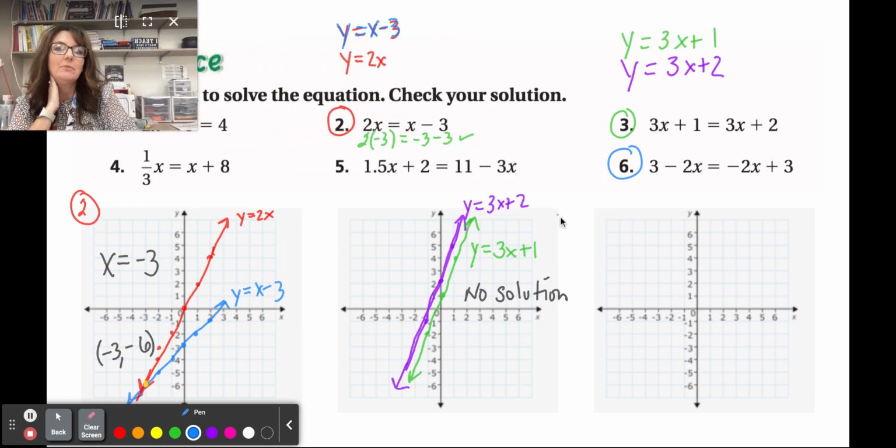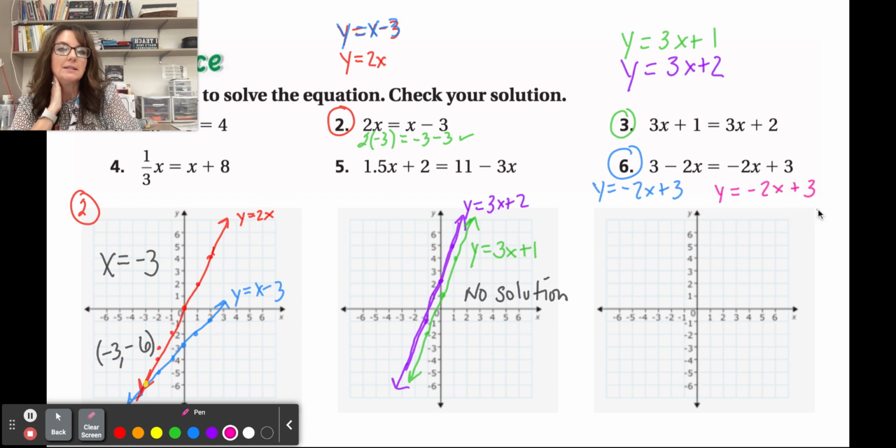All right, for number 6, we are working with y is equal to negative 2x plus 3, and y is equal to negative 2x plus 3. So what do you notice about these? They're exactly the same, right? So this is an infinitely many situation.